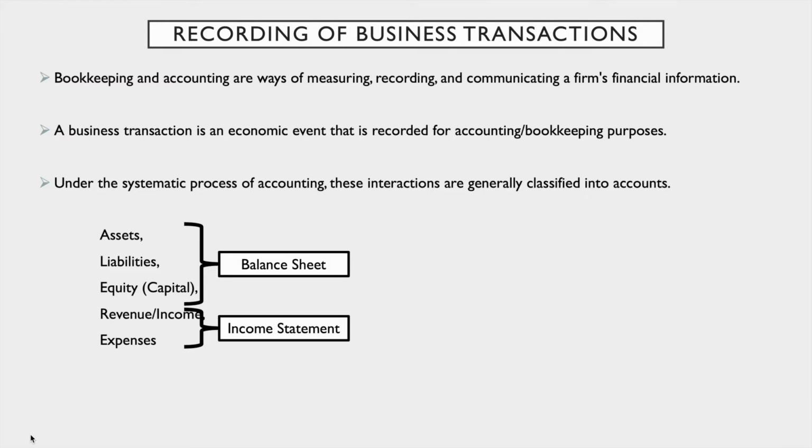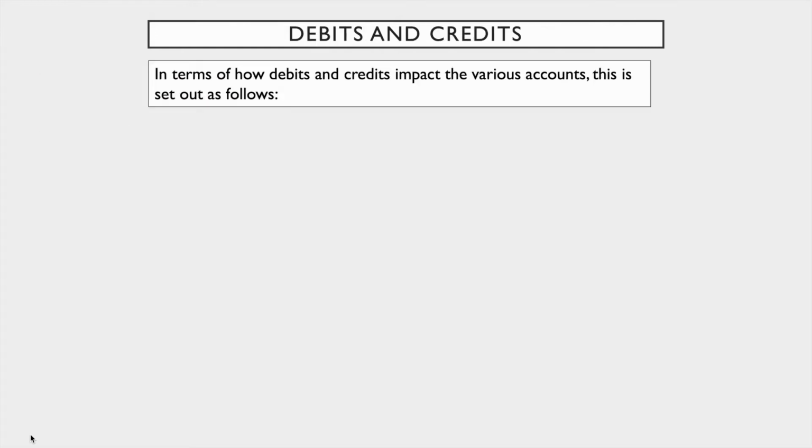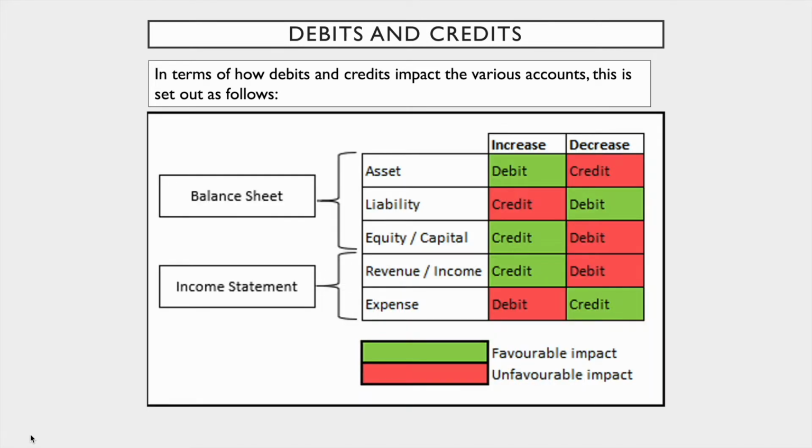The next image that I'm going to show you tests out how debits and credits impact these accounts that I've just demonstrated. This is fundamental to double entry bookkeeping, so in terms of this next slide, this is something that just has to be memorized and learned. So in terms of how debits and credits impact the various accounts, this is as follows. We've got an illustration here. We've got the two primary statements, 2 out of the 3, the balance sheet and the income statement, and then those classifications I spoke to in the previous slide.